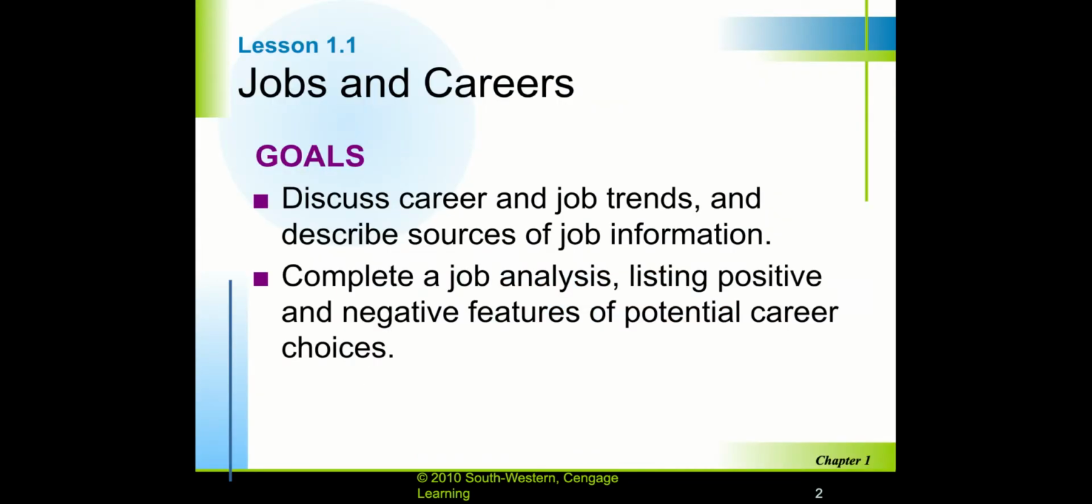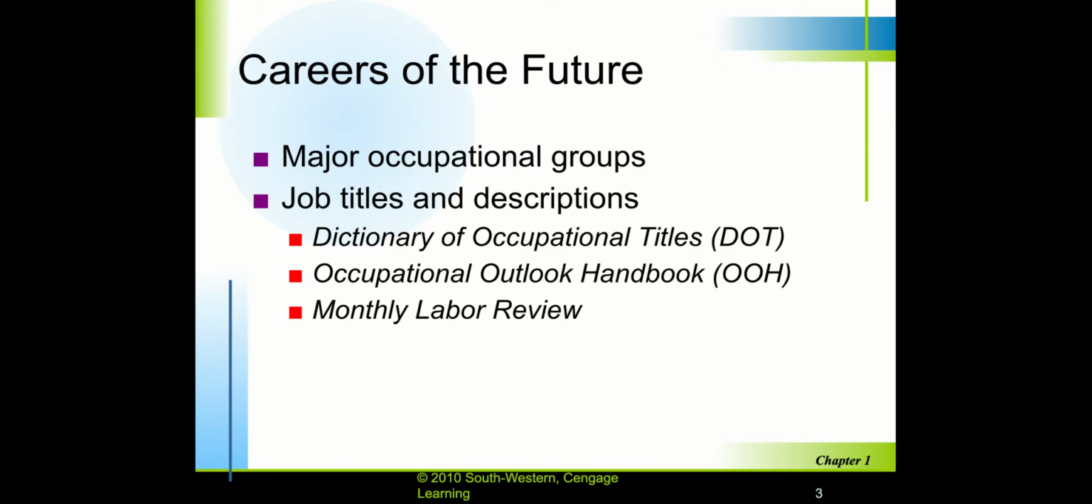So the goals are to discuss career and job trends, to describe the sources of job information, and to complete a job analysis, understanding what that would look like if you were to list positive and negative features of potential career choices. Looking at the future, there are major groups of occupations of jobs that maybe have more promise in the future. If you're interested in that, you can look at these different job titles and descriptions in these different resources: the Dictionary of Occupational Titles, Occupational Outlook Handbook, Monthly Labor Review.